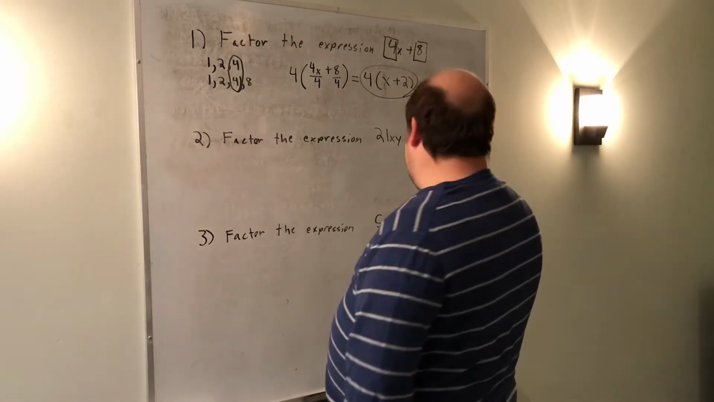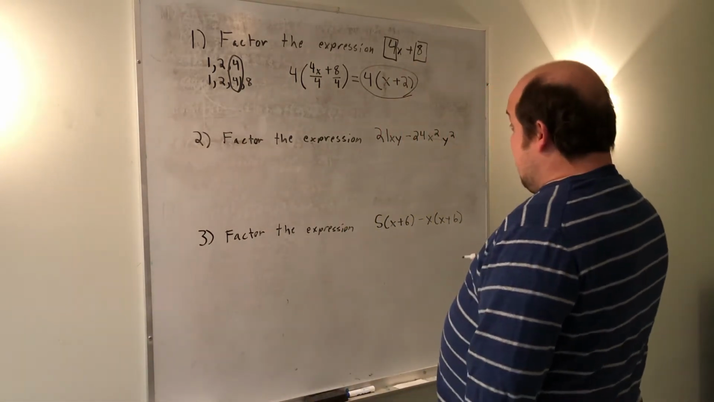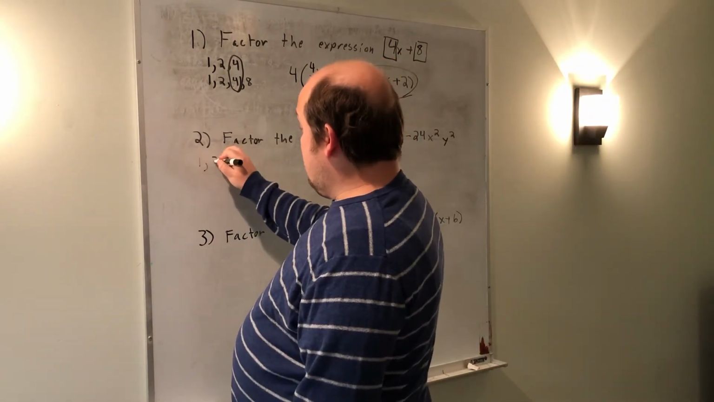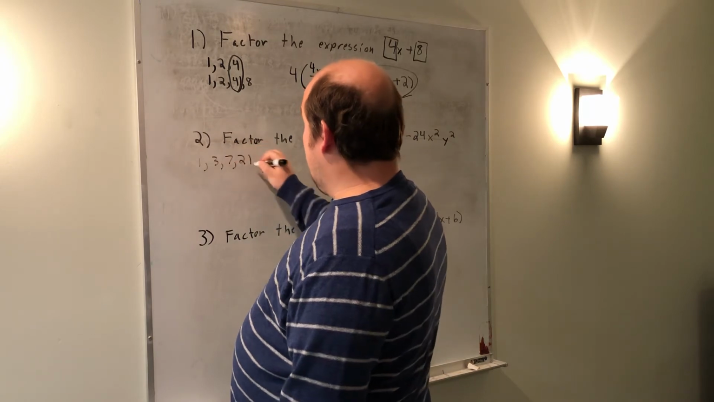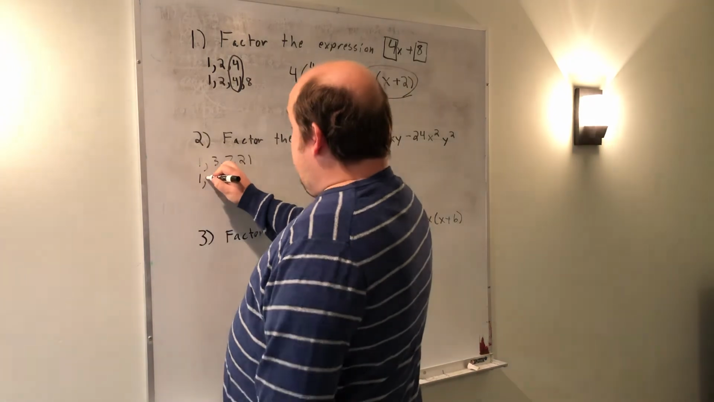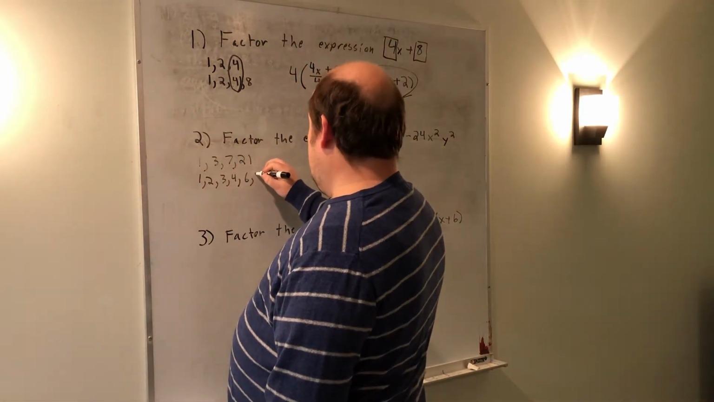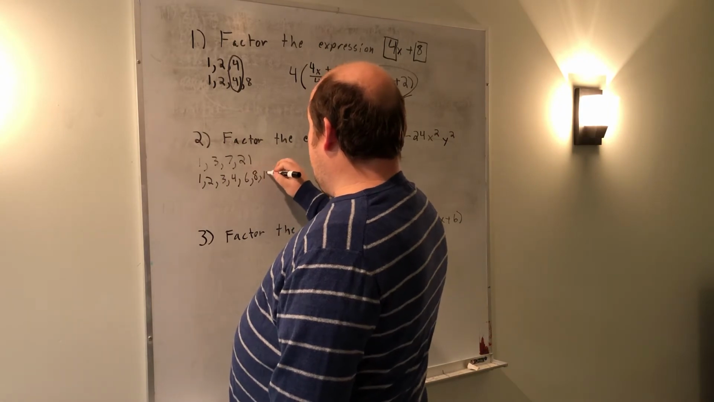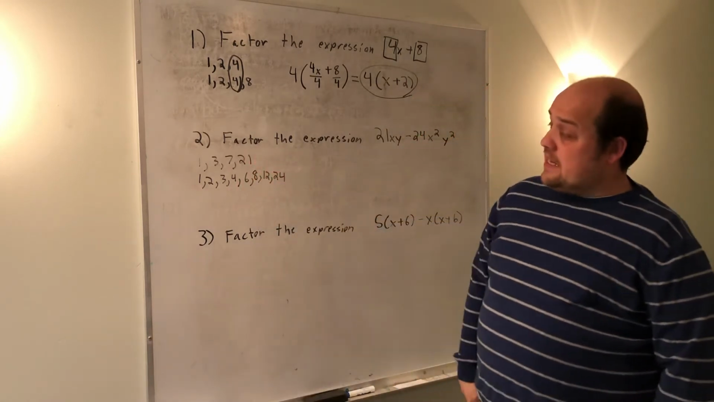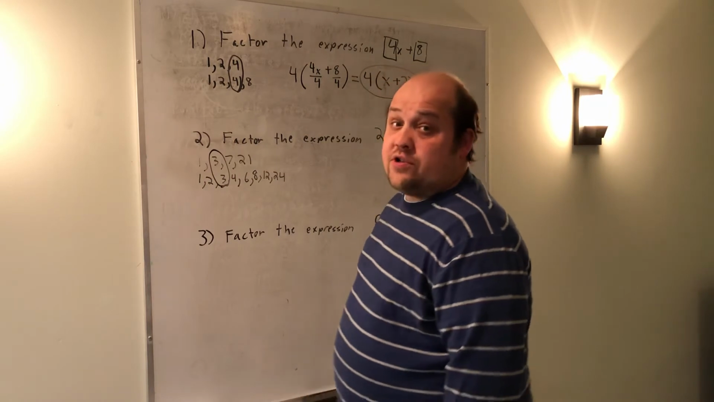For number 2, factor the expression 21xy minus 24x squared y squared. Again, I'm going to start by listing the factors. For 21, it's 1, 3, 7, 21. For 24, it's 1, 2, 3, 4, 6, 8, 12, 24. I look at the 2 lists. I look for the largest number that appears on both. 3 is the largest number that appears on both.